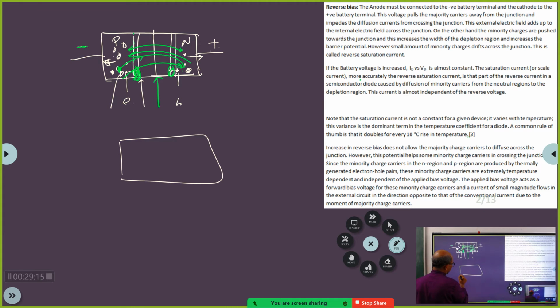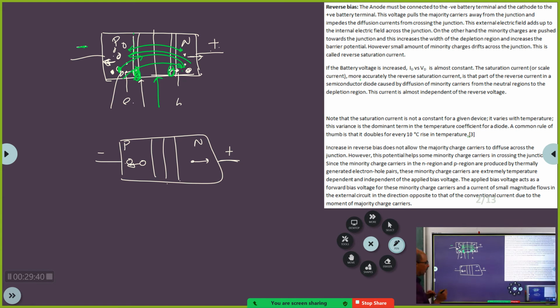Now in reverse bias condition, there is P and N depletion layer. Now this is more positive than this. So what did I tell you? The holes are going to be pulled on this side, and the electrons are going to be pulled on this side. Correct? That's precisely what I have told.